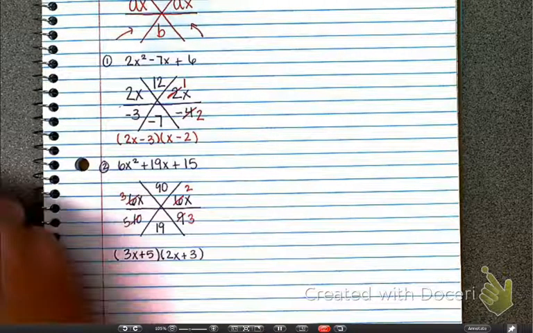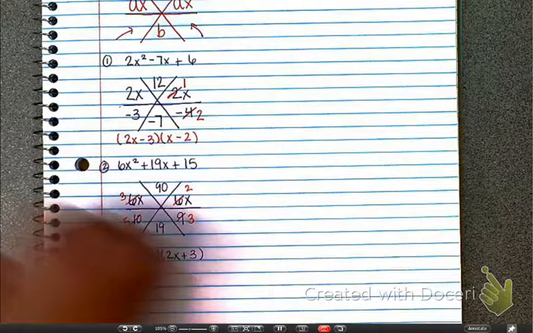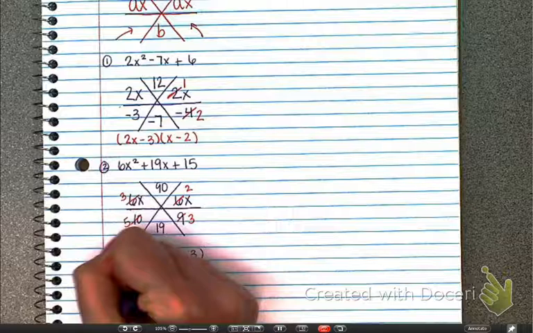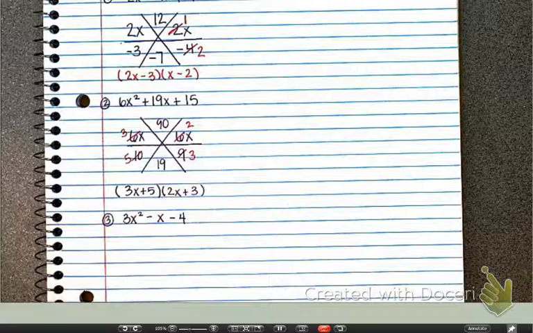Okay, so I want you to try this one. Start to finish. 3x squared minus x minus 4.